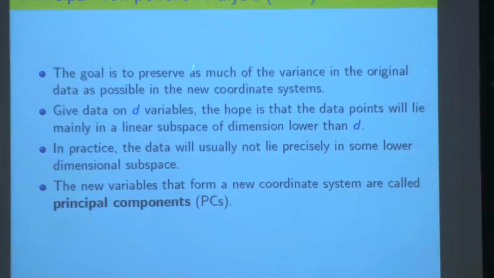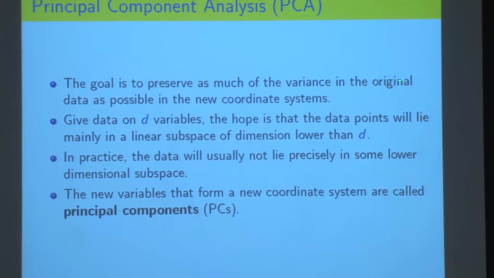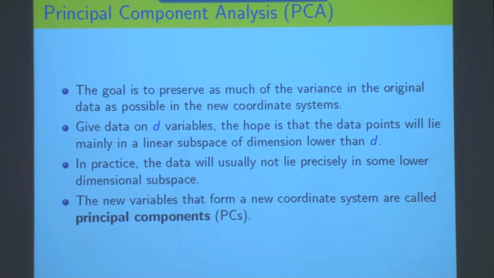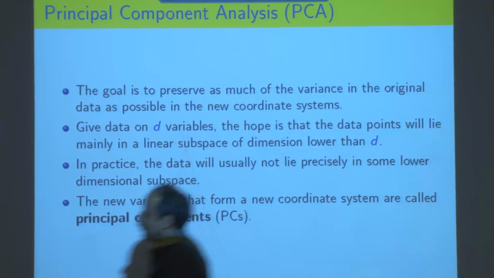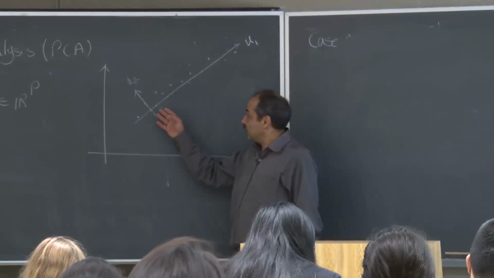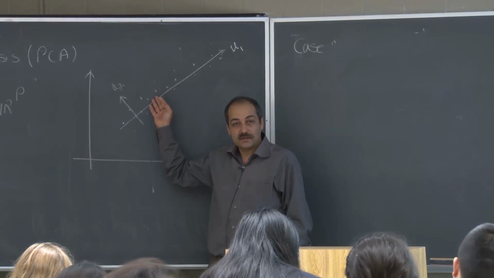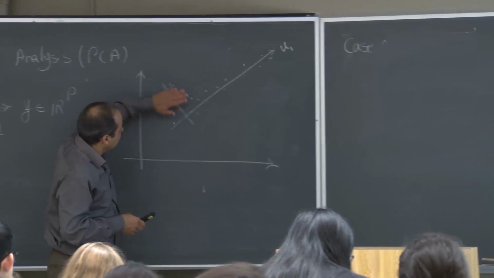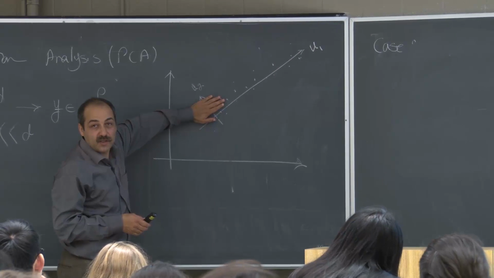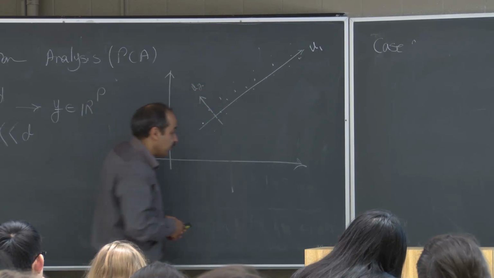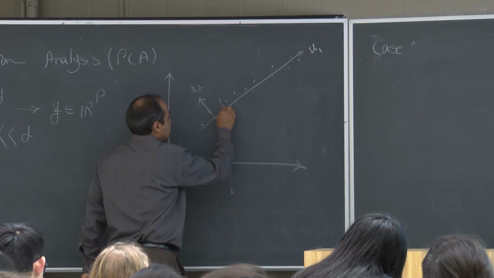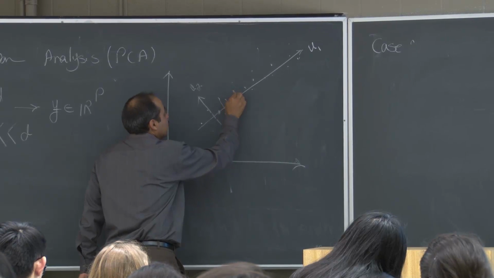So the goal in PCA is to preserve as much of the variance in the original data as possible in the new coordinate system. As I told you, here I can decompose the variation of the data in two directions. Suppose that I want to reduce the dimensionality of the data to 1. I'm going to get rid of the second one, and I'm going to project everything on this subspace. That would be my new data.